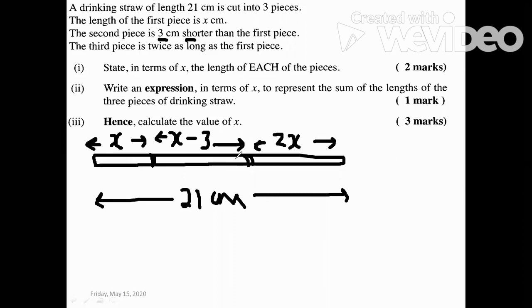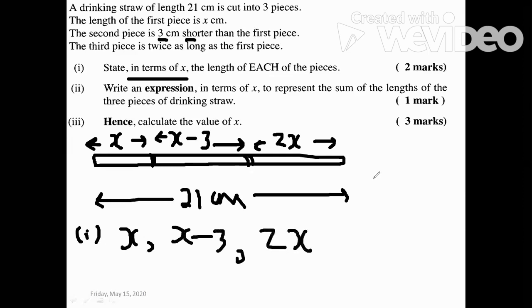So question number 1. State in terms of x the length of each of the pieces. In terms of x means that your answer must have x in it. Well, we just did that. So we can write it down here. So answer for part 1: we have x, x subtract 3, and 2x.